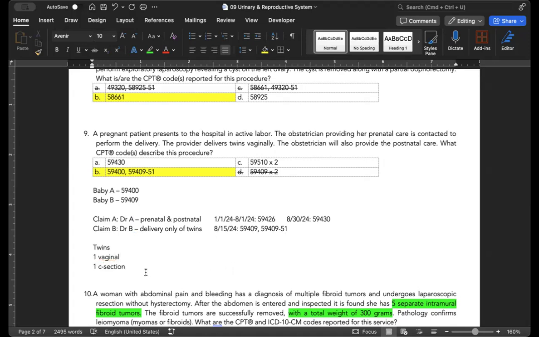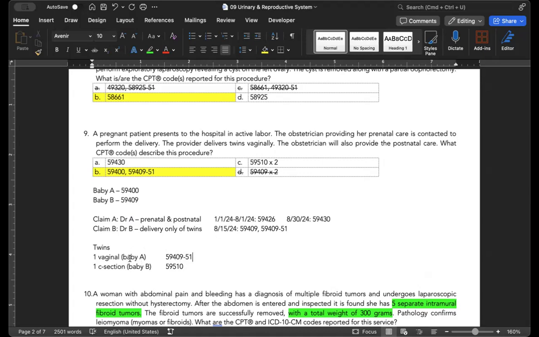Yes. Okay, so we are going to do the vaginal first, right? So this is baby A, and then the C-section is baby B. Baby B is going to be our global package because the C-section is going to have a higher weight value to it. It's going to be a more complicated procedure. So the global C-section package is going to be 59510. It's going to include antepartum and postpartum care. And then baby A, who is our vaginal delivery, is going to be 59409 with the 51 modifier.